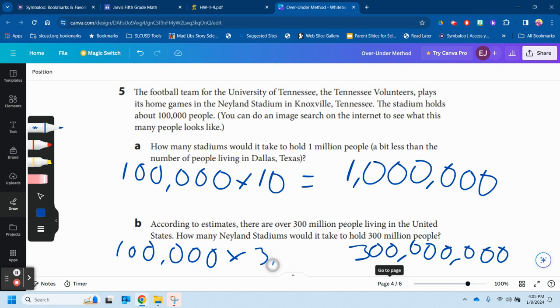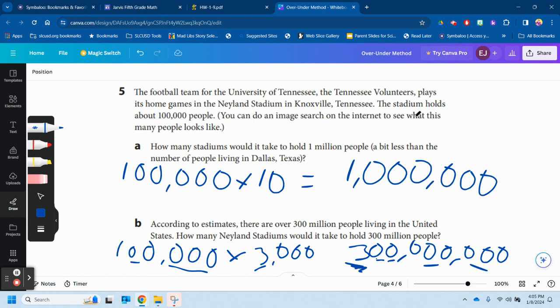So 3,000. This has 5 zeros, and this has 8. The difference between 5 and 8 is 3, and I need this 3 to up this factor here. So 100,000 times 3,000 is 300 million. So this is 300 million written out.